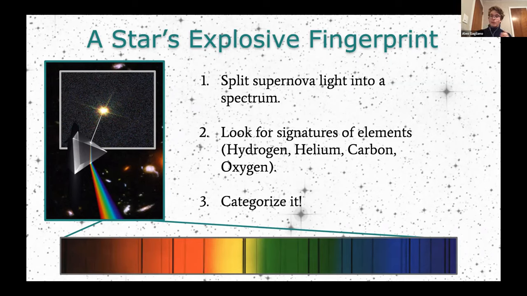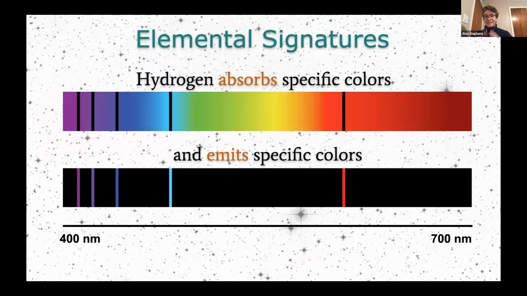And the reason that this works, maybe we don't have to go over this in a ton of detail, is that hydrogen absorbs light along the spectrum in particular colors and emits in particular colors based on the physical environment that it exists in. Basically what this tells you is that if you see these lines missing, you have hydrogen. And this is the visible spectrum, around 400 nanometers to 700 nanometers.